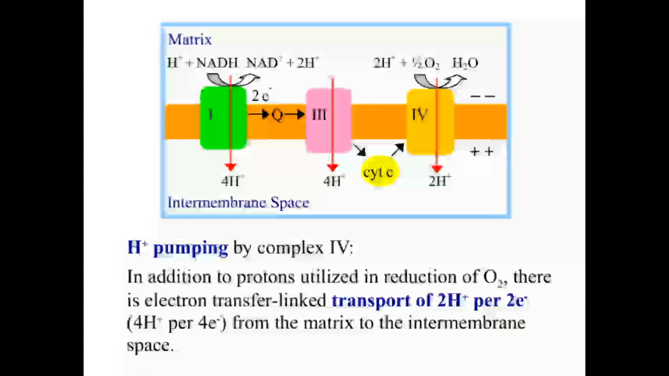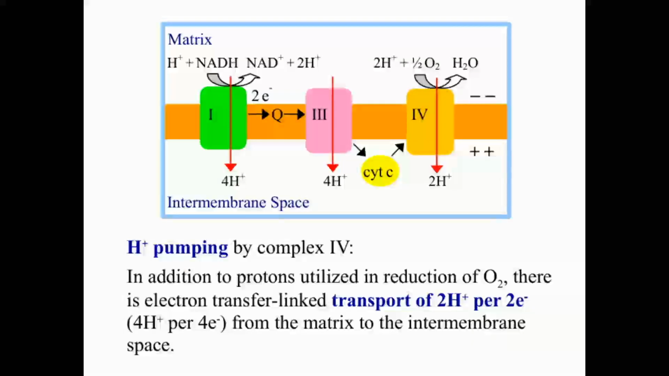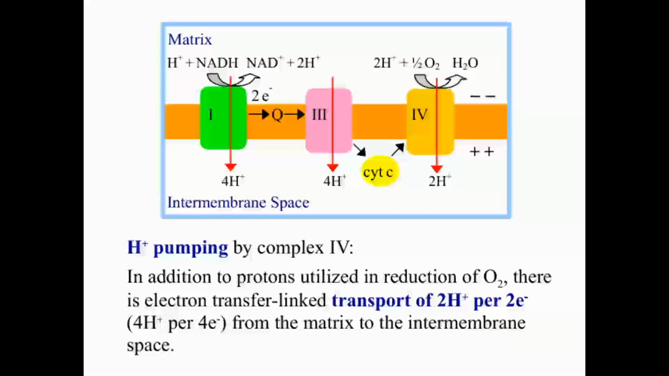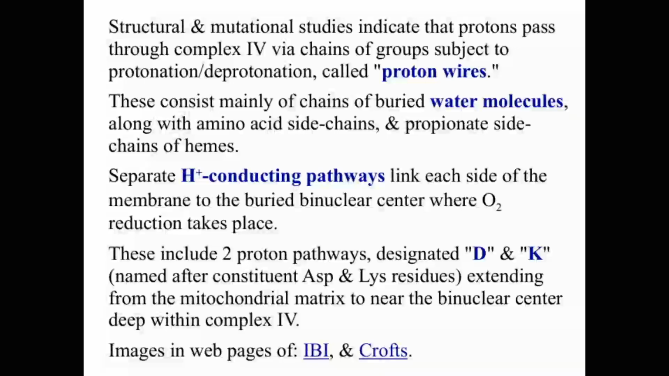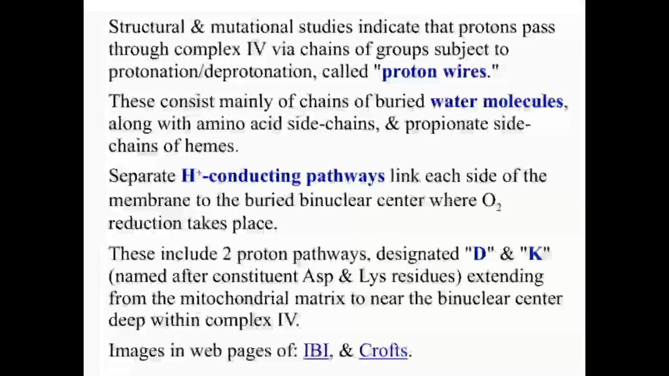Let's talk about how protons move through complex IV. Structural and mutational studies show that protons don't just diffuse randomly. Instead, they pass through specific pathways called proton wires. These wires are essentially chains of groups that can accept or release protons, allowing efficient transfer. Most of these chains are made up of buried water molecules, which form a sort of relay system, along with amino acid side chains and the propionate side chains of hemes.